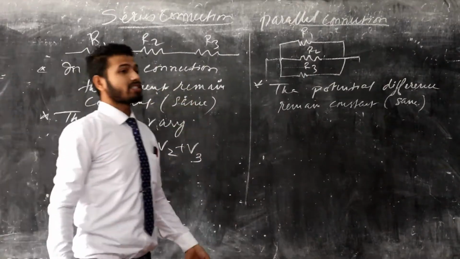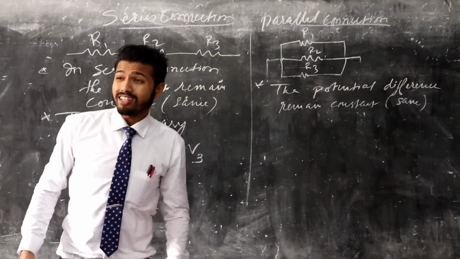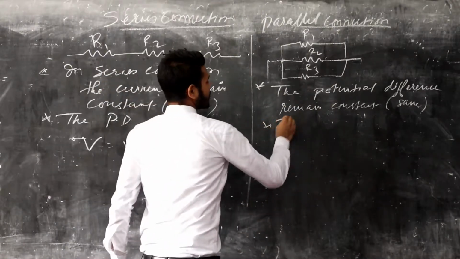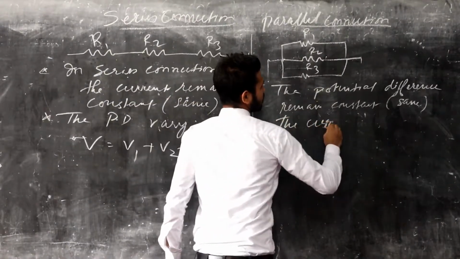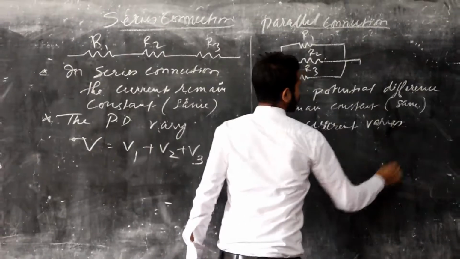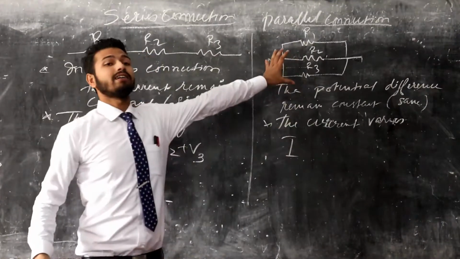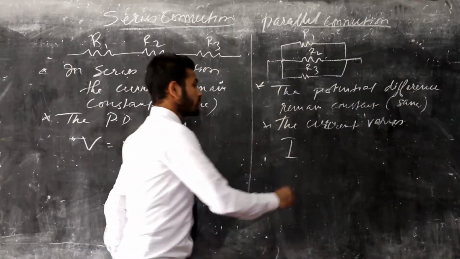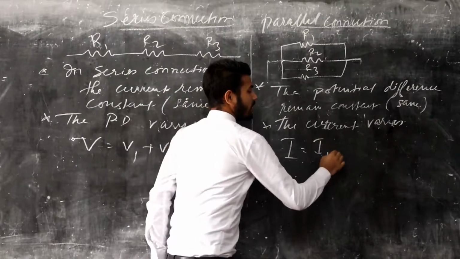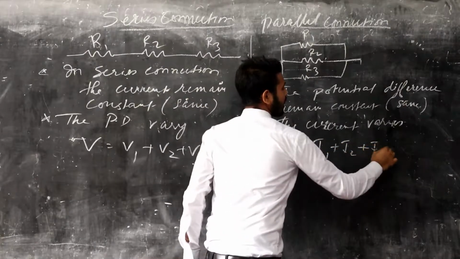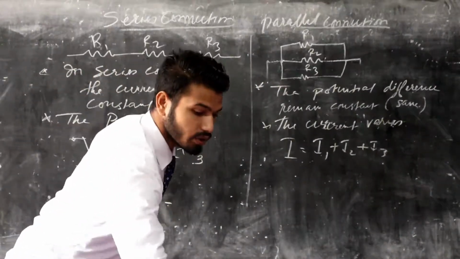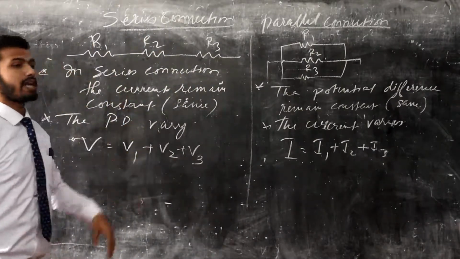But in the case of parallel connection, the current varies. The current varies in the respective individual resistances. So what we can say, the total current in the parallel connection is equal to the individual respective currents in the individual resistances. That means the current across R1, current across R2, current across R3, I1, I2, I3. Clear? Clear, Vinay? Yes.